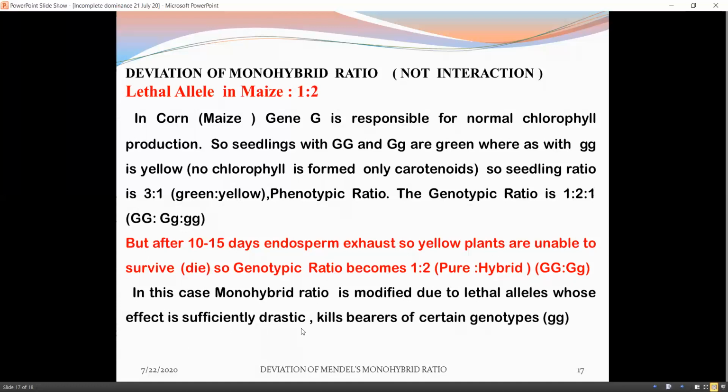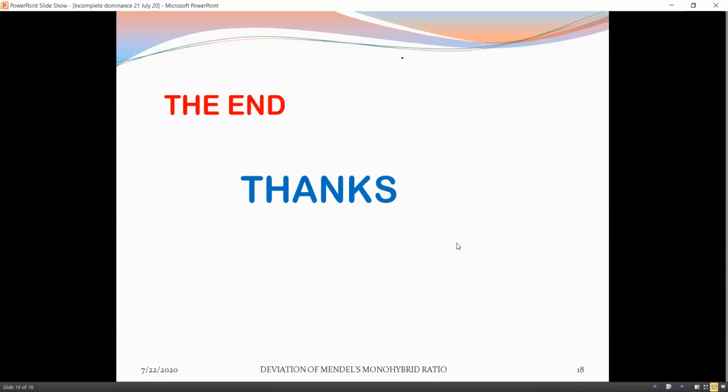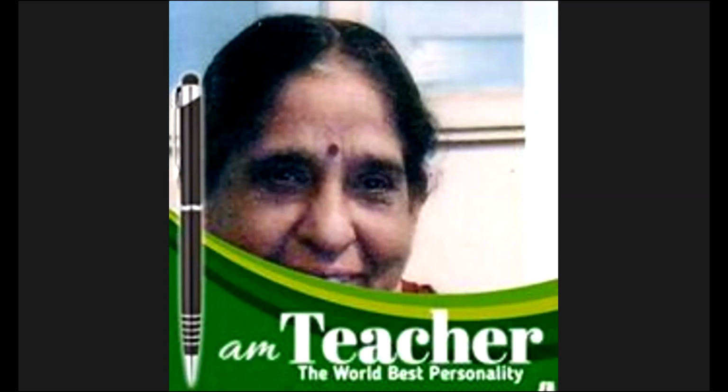In this case, the monohybrid ratio is modified due to lethal alleles whose effect is sufficiently drastic to kill the bearer of certain genotypes, that is small g small g, because it will not be able to form chlorophyll, so cannot survive further. Now, with this, we have explained incomplete dominance, and in the next class, we will discuss the interaction of genes, due to two different genes which affect the same trait.